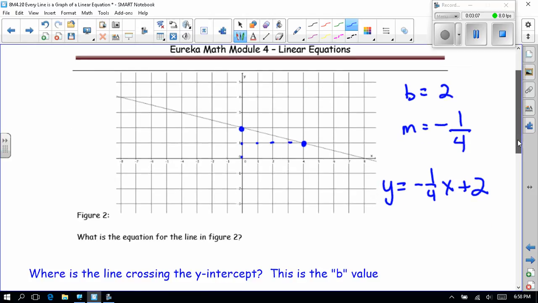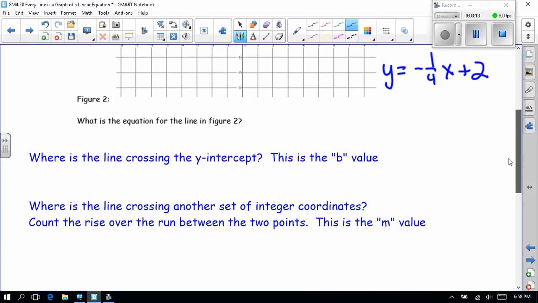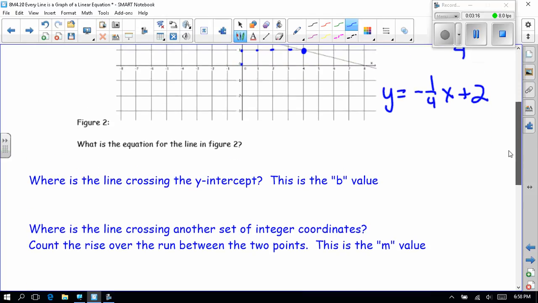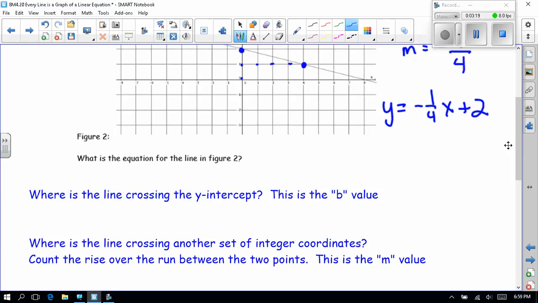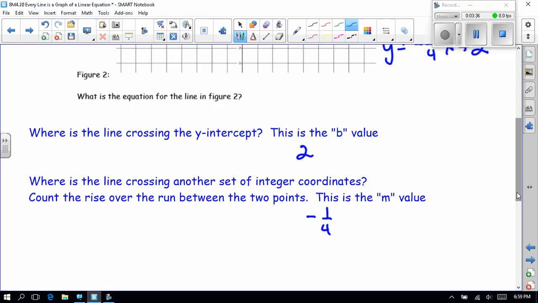That's how you write an equation from a line. Here we've got some steps. Where's the line crossing the y-axis? This is your b value. For this one, it's 2. Where's the line crossing another set of integer coordinates? We made a point here at 4, 1. Count your rise over the run. This is the m value. So our m value here is -1/4. Write the whole equation: y equals -1/4 x plus 2. Go ahead and take those notes if you don't already have them, and then we'll move on to example 1.